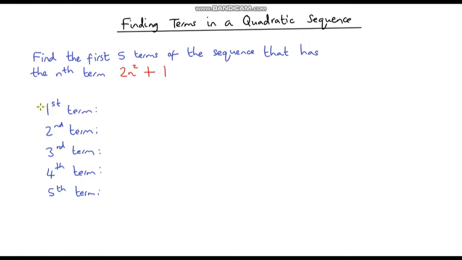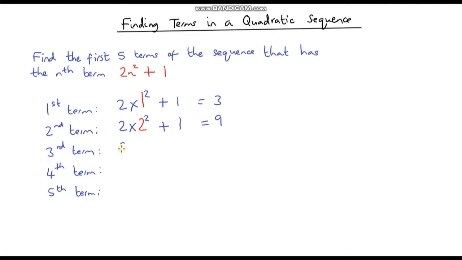So to do this, all I do is substitute in my term number wherever n is. So the first term is going to be 2 times 1 squared plus 1. So 1 squared is 1, 2 times 1 is 2, plus 1 is 3. And to calculate the second term, I'm just going to do 2 times 2 squared. I'm colour coordinating this so you can see my term number. All I'm doing is substituting in this term number in place of n. So it's going to be 2 times 2 squared plus 1. 2 squared is 4, 4 times 2 is 8, plus 1 is 9.